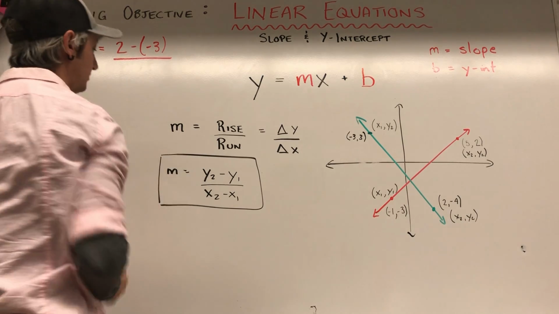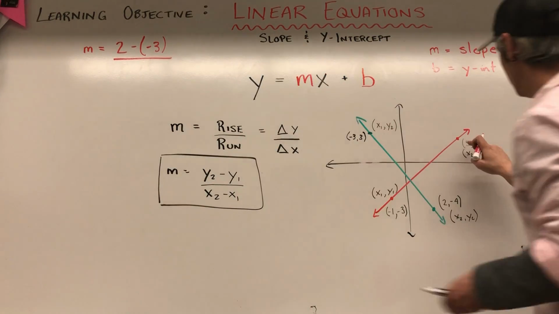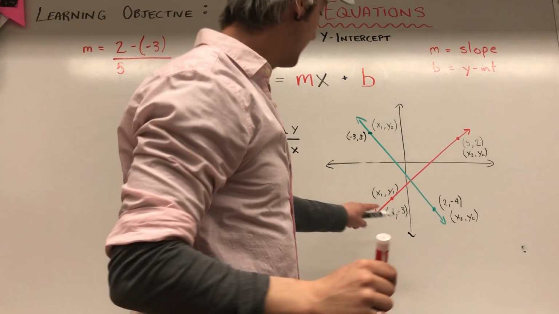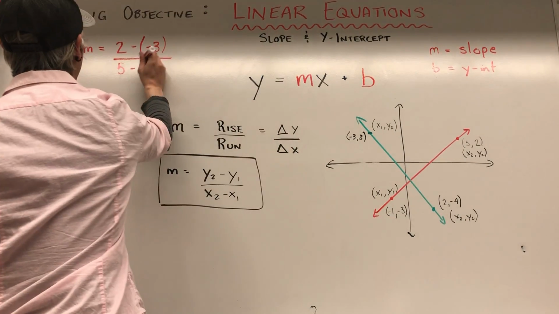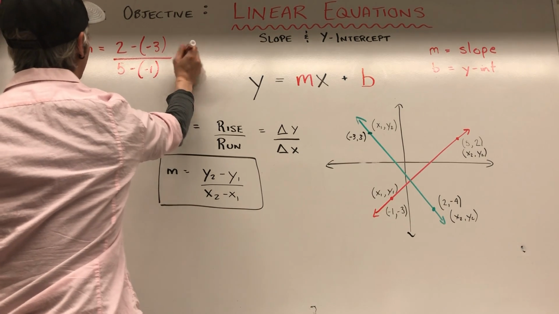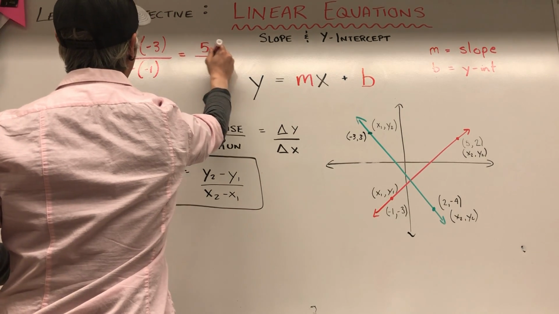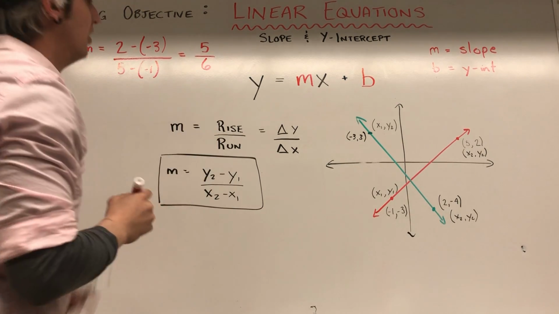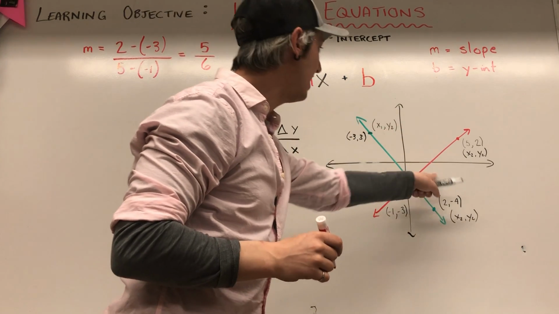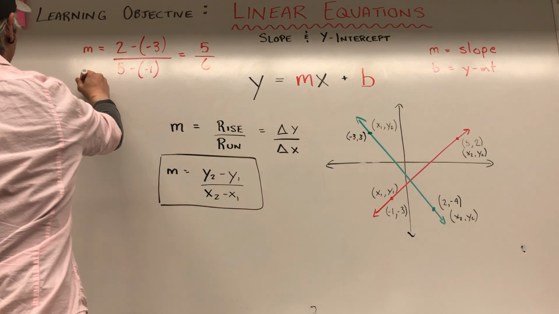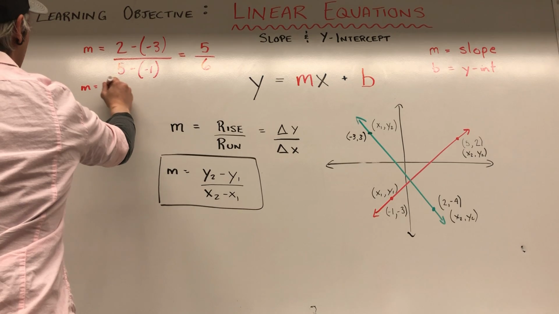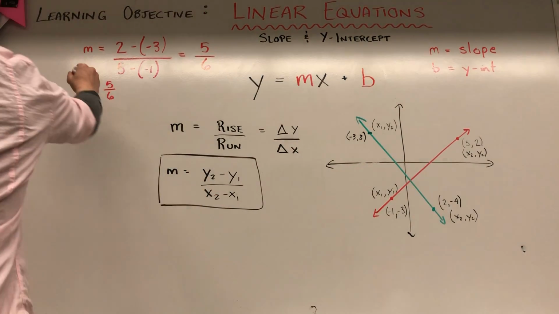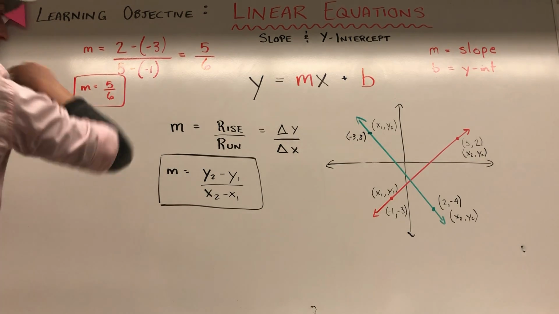And then my x2 is my 5. And my x1 is -1. So it's 5 minus -1. And when I do that, I get 5 divided by 5 plus 1, over 6. So the slope of this line is 5 over 6. That's the slope of my red line, 5 over 6. M is 5 over 6 for the red line.